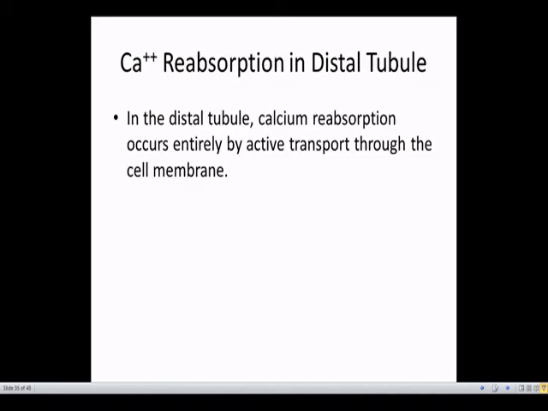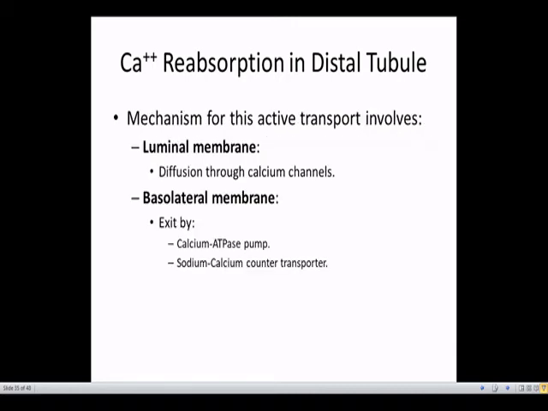Calcium reabsorption in distal tubule. In the distal tubule, calcium reabsorption occurs entirely by active transport through the renal tubular cell membrane. The mechanism for this active transport involves both the luminal membrane and the basolateral membrane.